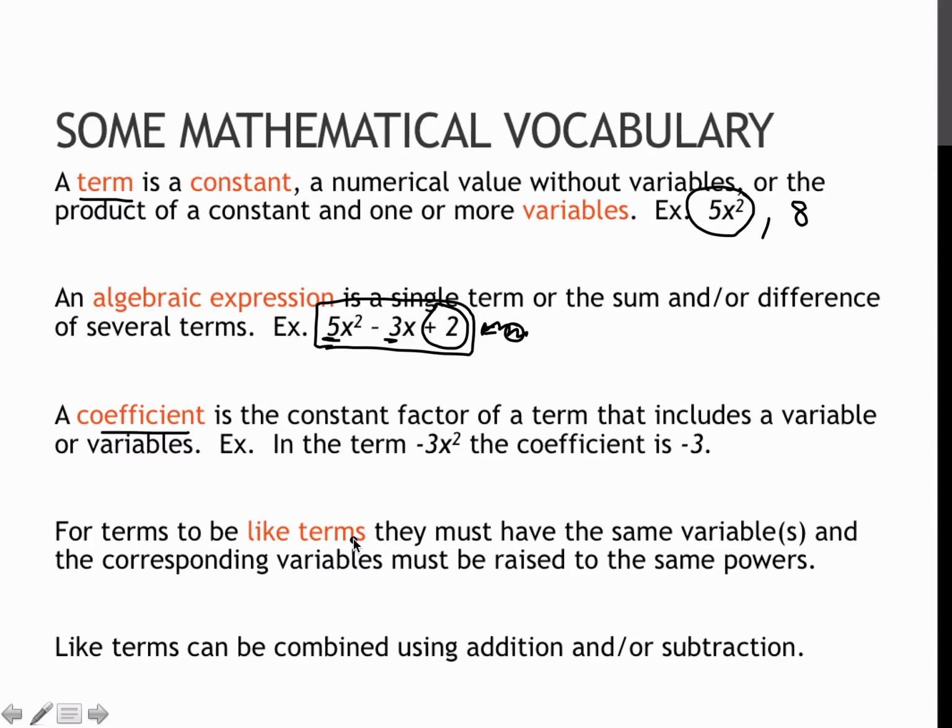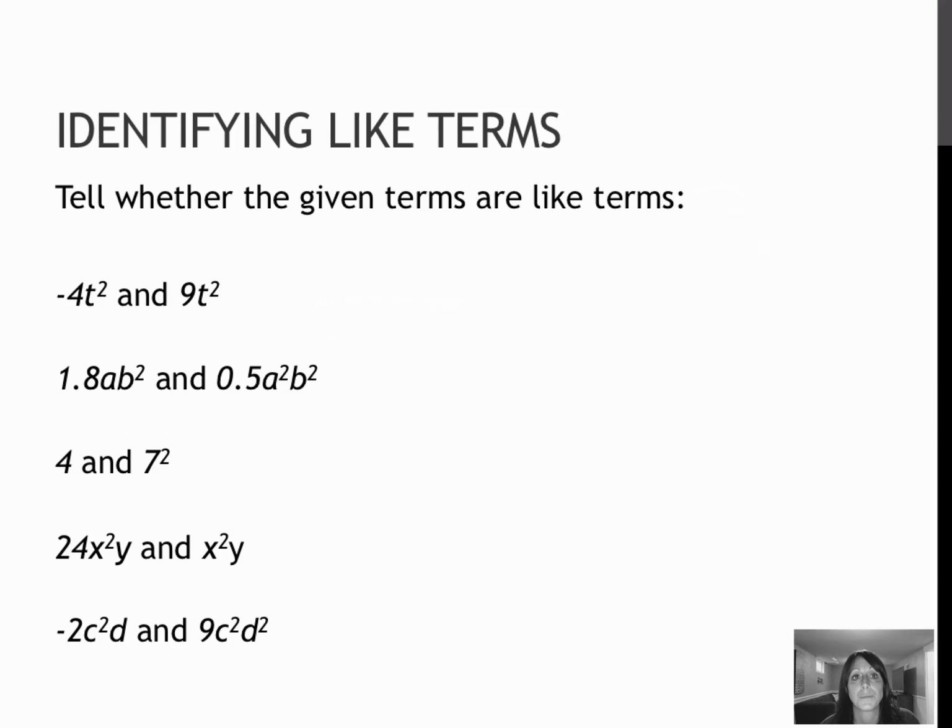And like terms, in order for two terms to be like, they need to be the same variable and the same degree. Degree meaning whatever the exponent is must be exactly the same, in which case we would add the coefficients or subtract them based on whatever operation they tell us to do.